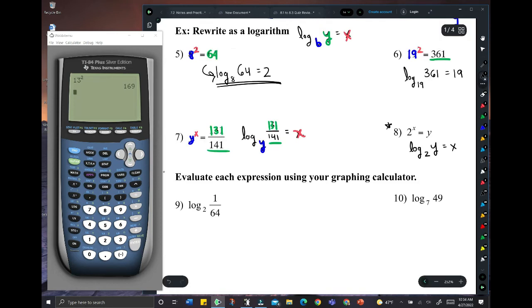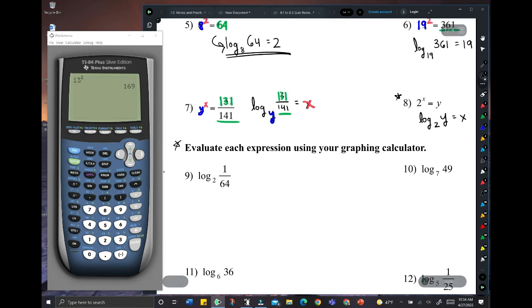Evaluate each expression using your graphing calculator. There's a few ways to think about doing this, and I'll show you two of them here. One, you could rewrite them, or I'll show you how to use the calculator. So remember, log base 2 of 1 over 64, if we're essentially solving this, what we're looking at is 2 to what power equals 1 over 64. That's a question for you.